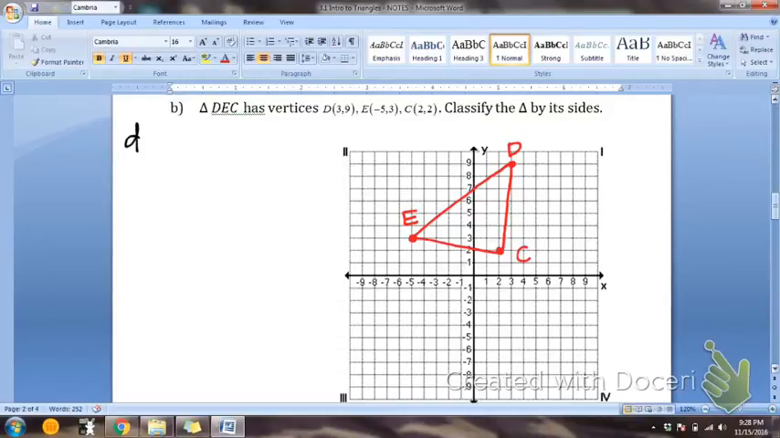Let's go ahead and write it down on our paper again. D equals the square root of (x1 minus x2) squared plus (y1 minus y2) squared.